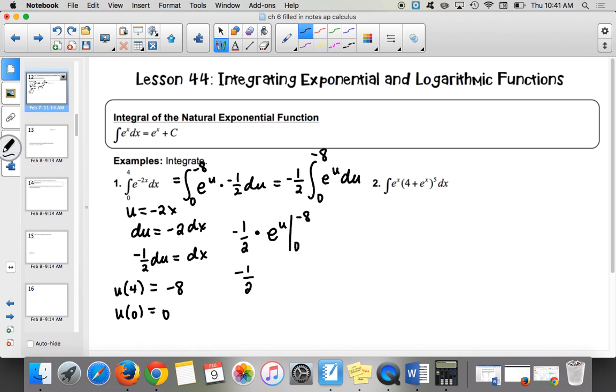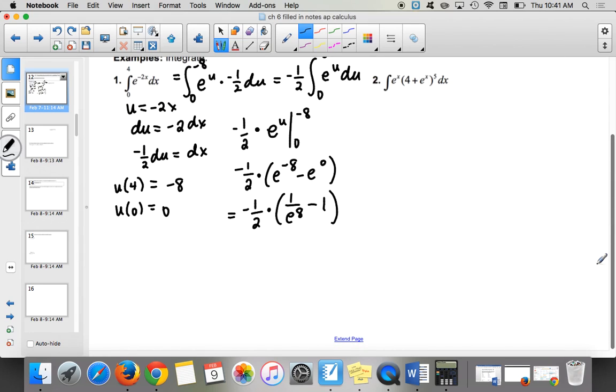All right, so now I'm going to plug in the negative 8. I have negative 1/2, and then e to the negative 8 minus e to the 0. So I get negative 1/2 times 1 over e to the 8th minus e to the 0, which is 1. If I was simplifying this all the way, you could multiply the negative 1/2 in, or the way the AP test would probably simplify it is with a denominator of 2. I don't know how they would simplify this because you do have the e to the negative 8. Maybe it's negative 1 over 2e to the 8th plus 1/2. So they'd probably write it as 1/2 minus 1 over 2e to the 8th.